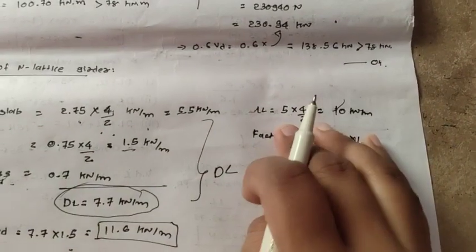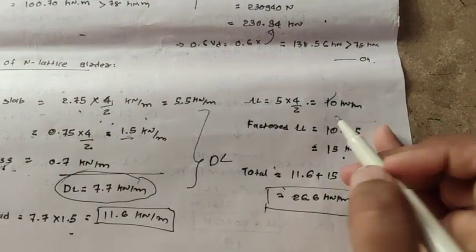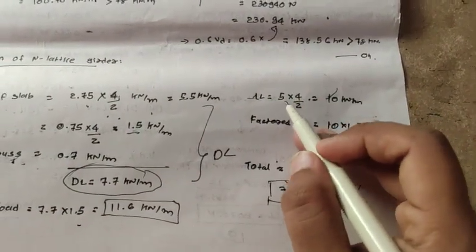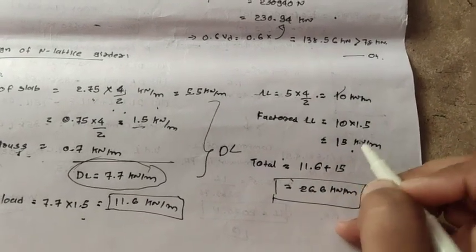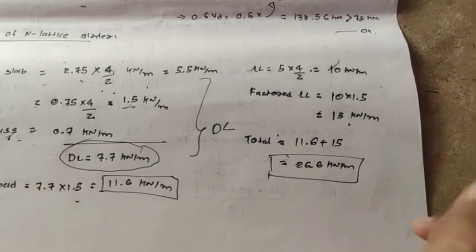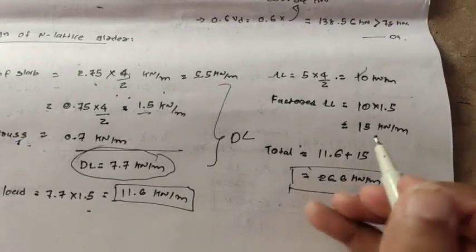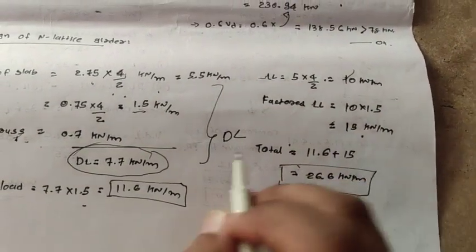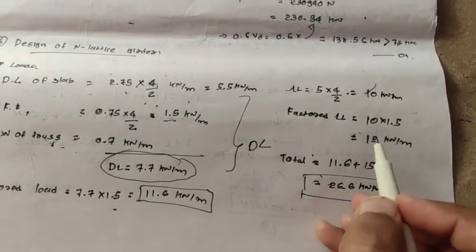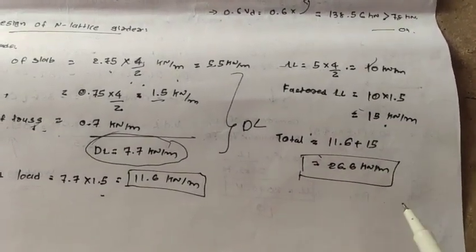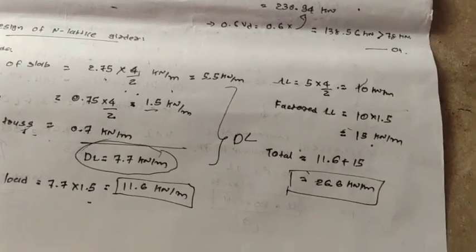Talking about live load, which is given in our example, 5 is already given, so it's multiplied by width divided by 2. So factored load is multiplied by 1.5. So our answer is 50 kilonewton per meter. Hence the total factored dead load plus live load is the summation of these two, and our final answer is 26.6 kilonewton per meter.